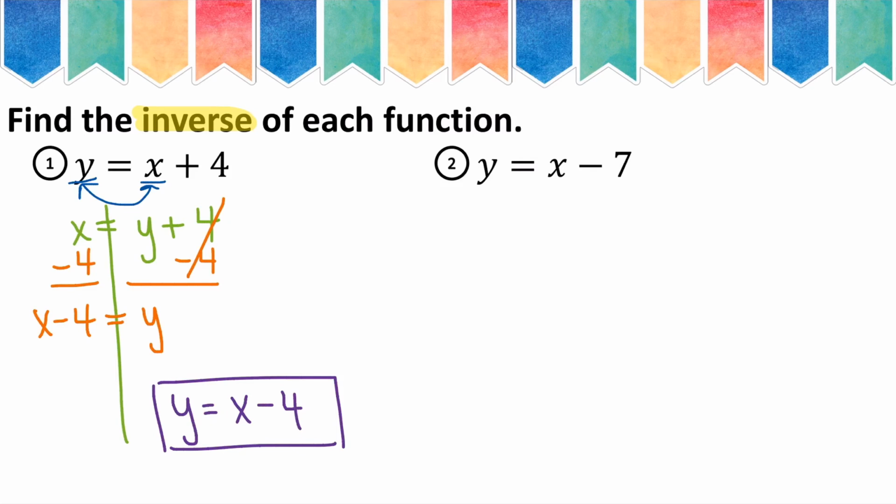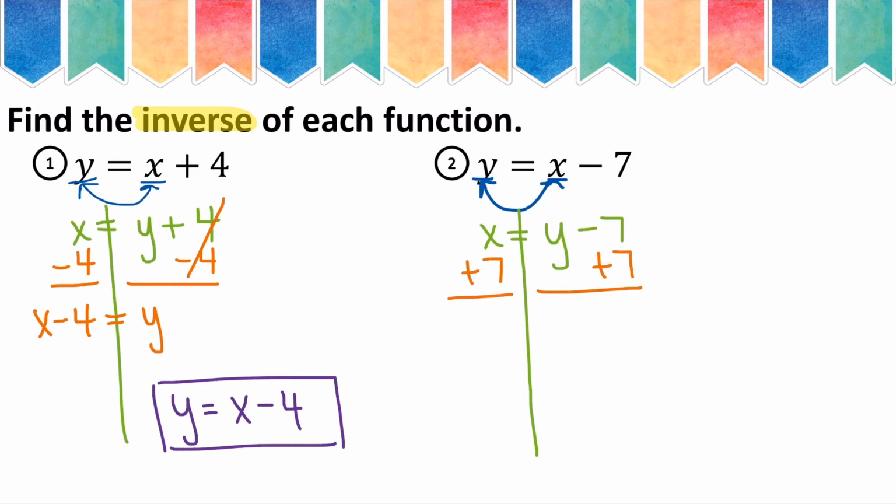Let's try the next problem. Again, our x and our y are going to switch spots. So this equation will become x equals y minus 7. And now we have to solve to get the y by itself. To get y by itself, I will need to add 7 to both sides.